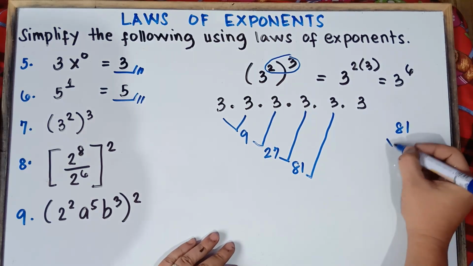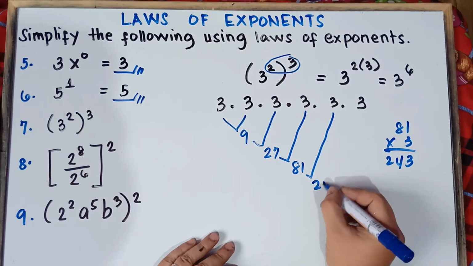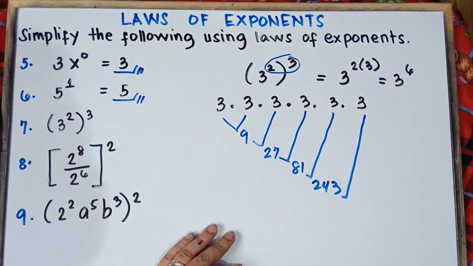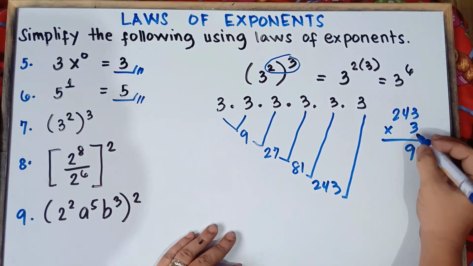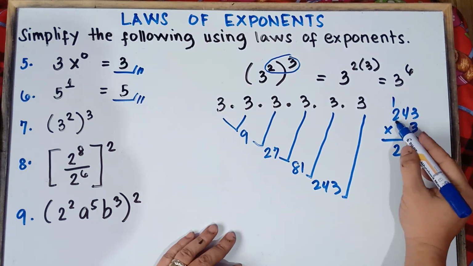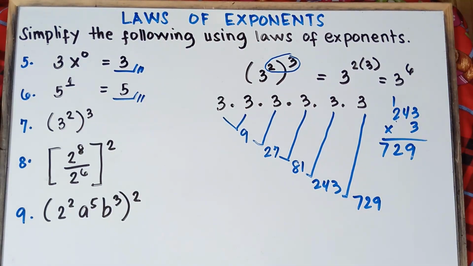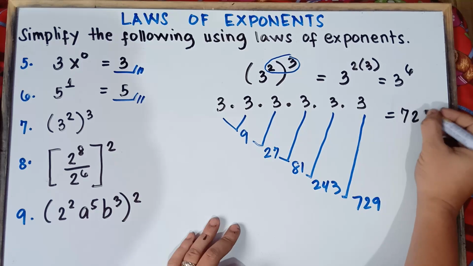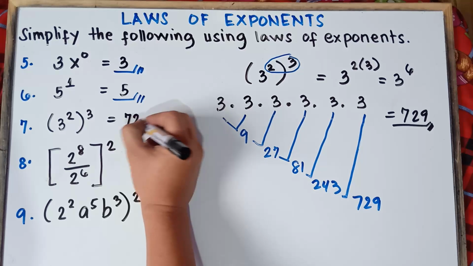Let's double check. 81 times 3. 3 times 1 is 3. 3 times 8 is 24. 243. And then 243 times 3. 3 times 3 is 9. 3 times 4 is 12. Carry 1. 3 times 2 is 6 plus 1 is 7. 729. Alright, so 3 raised to the power of 6, the answer would be 729. Once again, class, you always simplify if you can still simplify. So the answer would be 729.